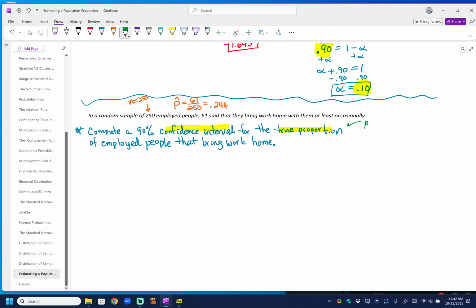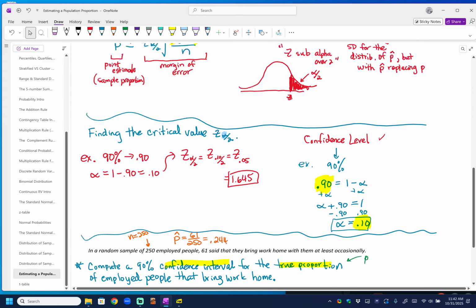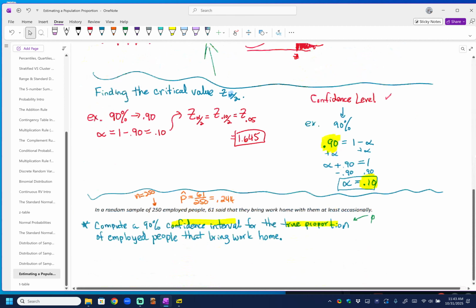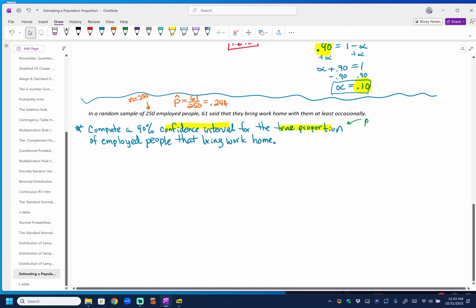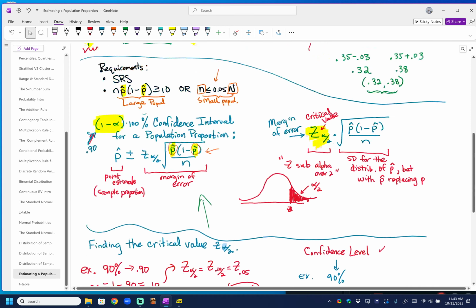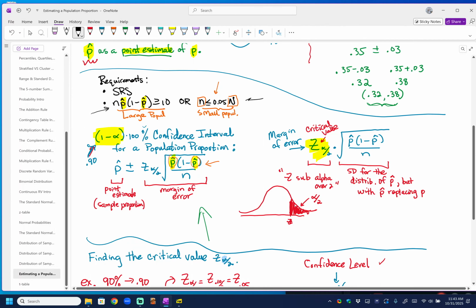Therefore, this is the exact requirements for using our 1 minus alpha 100% confidence interval for a population proportion. So that's what we need to do. So yes, we have the formula for that, but before we even get started, we want to hit those requirements, right? So our two requirements were that we had a simple random sample. You can see right here that we do. And depending on whether we have a large population or a small one, we use either this guy here or this guy here. Well, if we're talking about employees, that is an incredibly large population that we're dealing with.